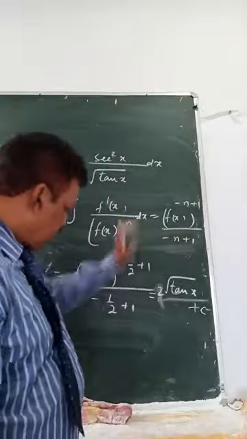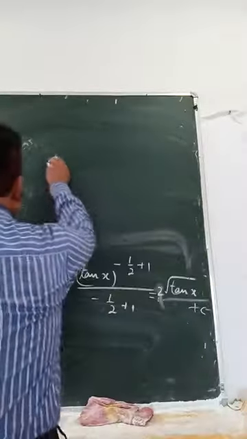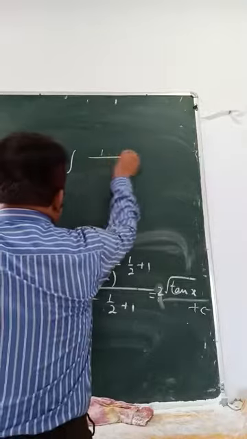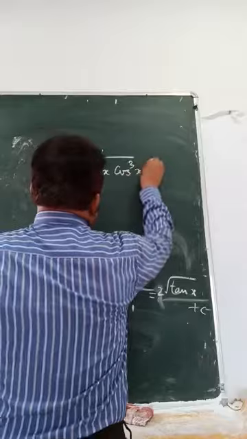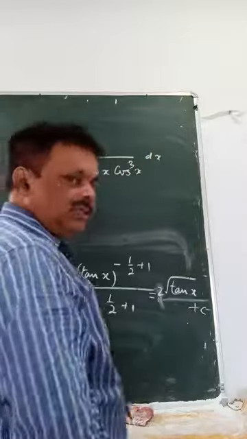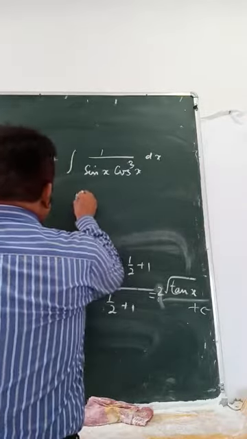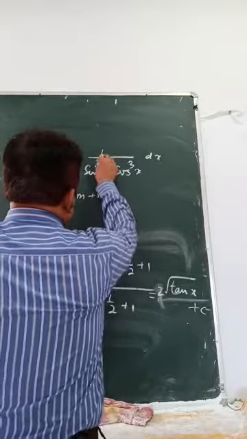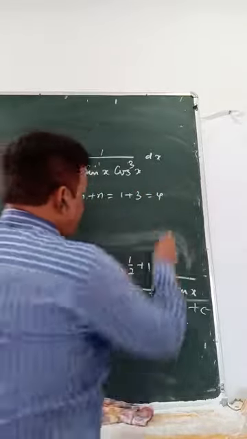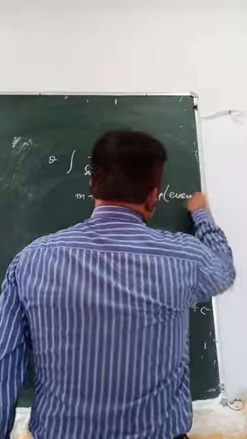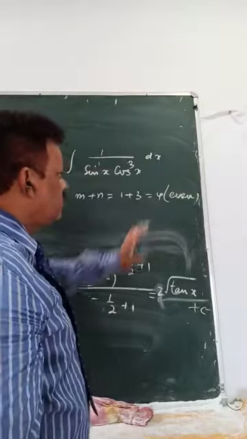So you may be confused. I'll write one more question like this. Look at the question: integral of 1 by sin x cos cube x dx. It is a simple one. What is the sum of the powers? That is 1 plus 3, that is 4. Even number? It should be even. Then divide numerator and denominator by cos to the 4th power.